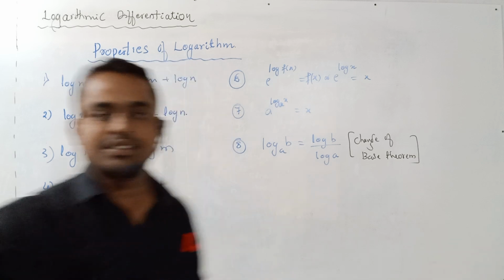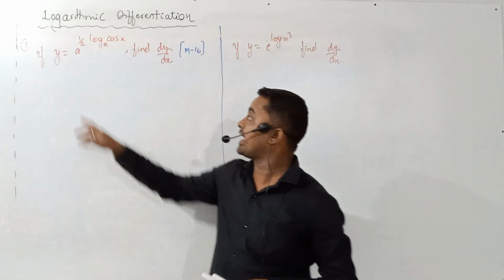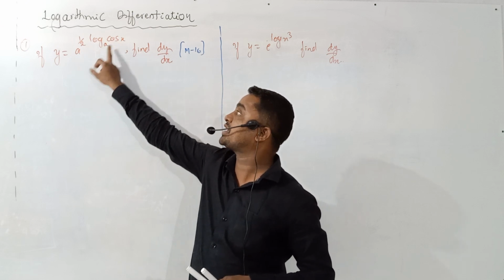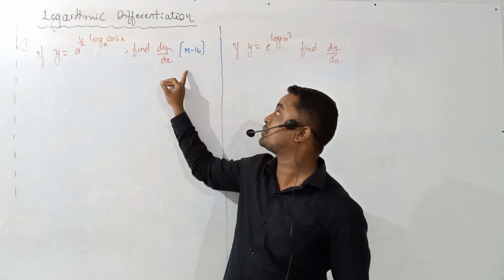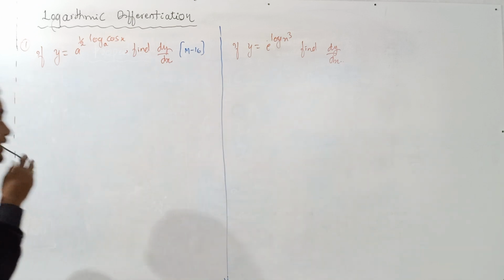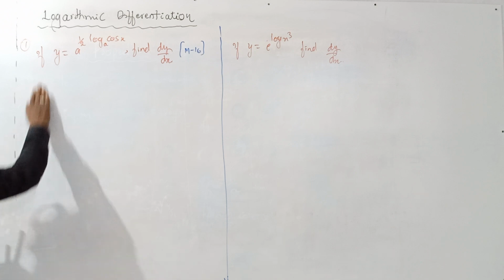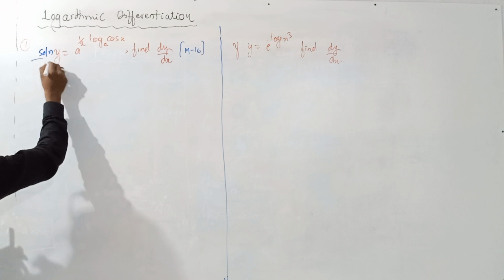The first problem is: if y is equal to a raised to 1 by 2 log cos x to the base a, find dy by dx. This question has been asked in March 2016. It's a very simple problem. So see here how to solve this one. The first step of the solution is to write the given function as it is.